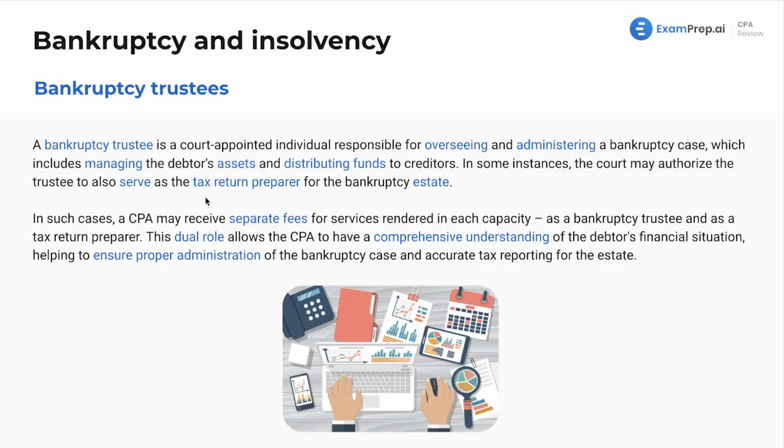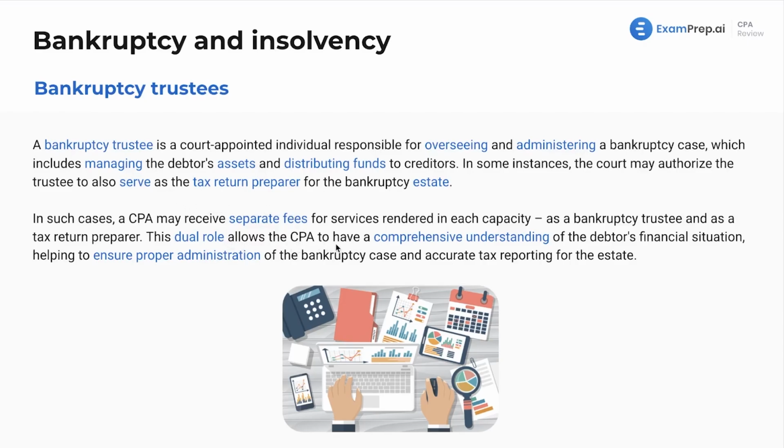Again, for a multiple choice question, the question may ask, what can the trustee do? Well, they can act as the tax return preparer for the bankruptcy estate. In such cases, a CPA may receive separate fees for services rendered in each capacity as a bankruptcy trustee and as a tax return preparer. Now, this dual role, we could serve as the trustee as well as the tax return preparer.